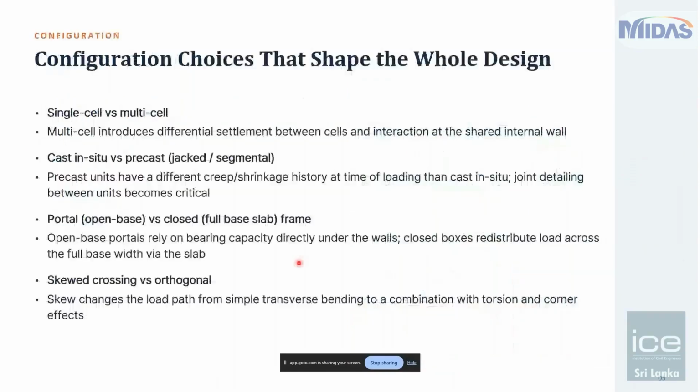Configuration choices shape the whole design. Whether you are going to have a single cell or a multi-cell depends on the width of the stream, first of all. Multi-cell introduces differential settlement between the cells and interaction at the shared internal wall as well. But mainly it depends on the width of the stream that you have to cover. Cast in situ versus precast: precast units have a different creep and shrinkage history at the time of loading than cast in situ. Joint detailing between the units becomes critical.